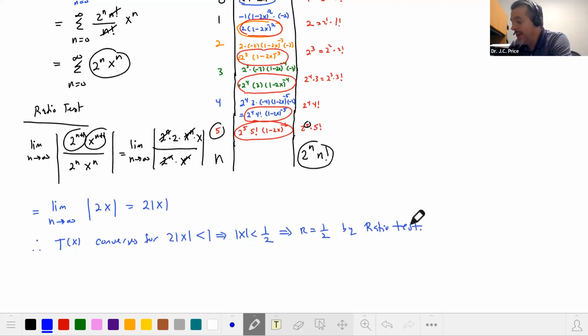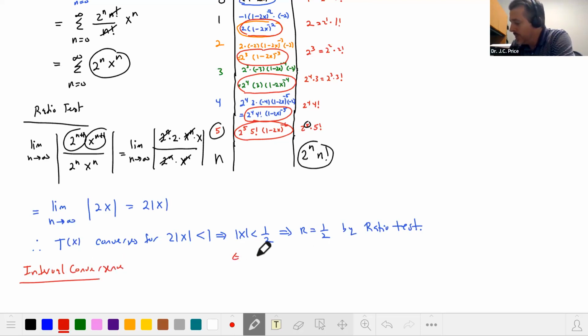Great. And so now we know where it converges. Well, we know the radius of convergence. Now we need to figure out the interval of convergence. So how do we figure out the interval of convergence? We're going to test those endpoints, right? So for the interval of convergence, we have to come back here.